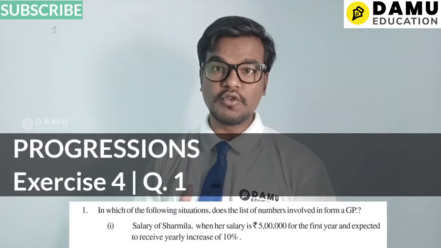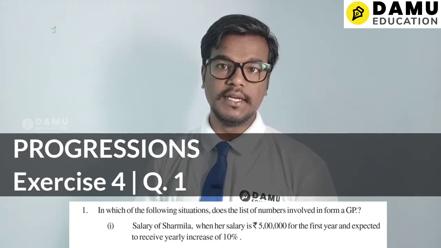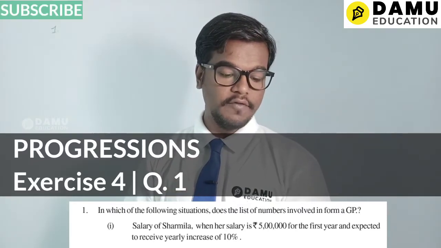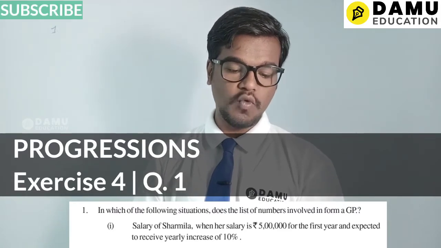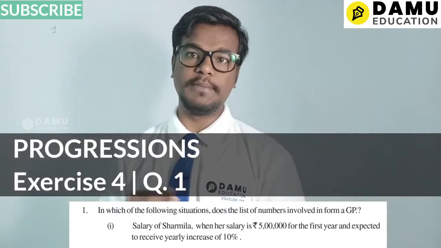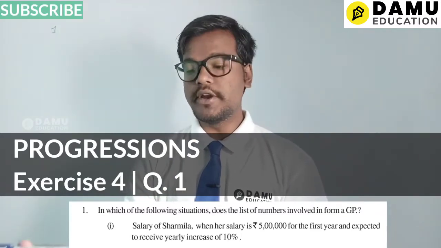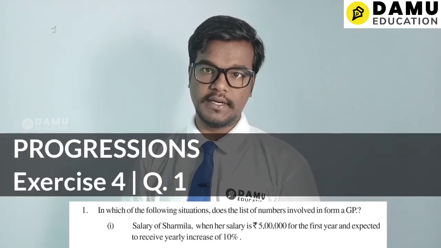So in this module, we are going to discuss our fourth exercise, sixth chapter, that is progressions. What is our first question here? In which of the following situations does the list of numbers involved form a GP? So what is meant by GP? Geometric progression. Before starting our solution, we should know the basics of geometric progression.